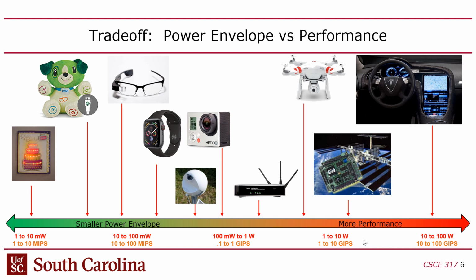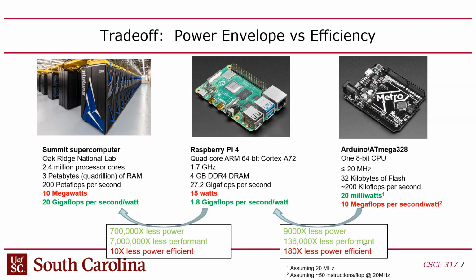And then as you work your way up, you get into, for example, an Apple Watch, which is up here around 10 to 100 milliwatts. And it's going to get about 10 to 100 million instructions per second performance. And then you get all the way up into, for example, I think probably the Tesla would have about a 100-watt processor in there that's going to give you about 100 billion instructions per second, because that's what you need to do all the machine learning stuff they have in there. So you have this trade-off.